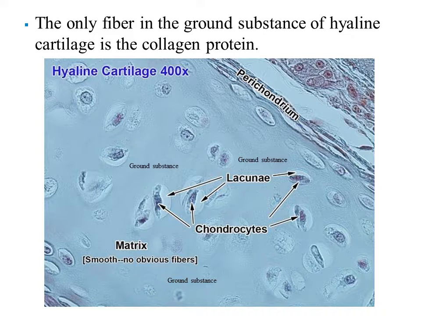The only fiber that you will find in the ground substance out in the matrix is going to be collagen. So in this picture, I show you the cell, the chondrocyte. I show you the bed, the lacunae. And outside, I have it labeled ground substance. In that ground substance, you'll see collagen.